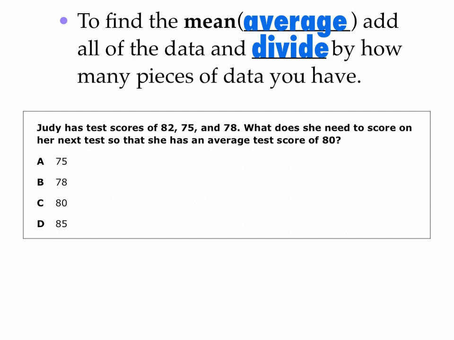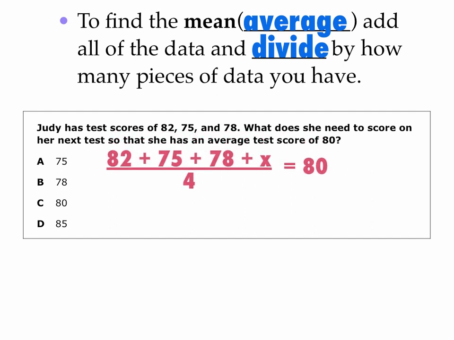I need to add the 4 tests together and divide by how many pieces of data we have. In this case, I'm talking about the 4 tests, so I would divide by 4. And because I want the average to be 80, I'm going to set it equal to 80. So I'm going to assign the unknown 4th test score a variable x. So I have 82 plus 75 plus 78, which are the 3 known test scores, plus x, which represents my 4th test score that she hasn't taken yet, divided by 4 equals 80.